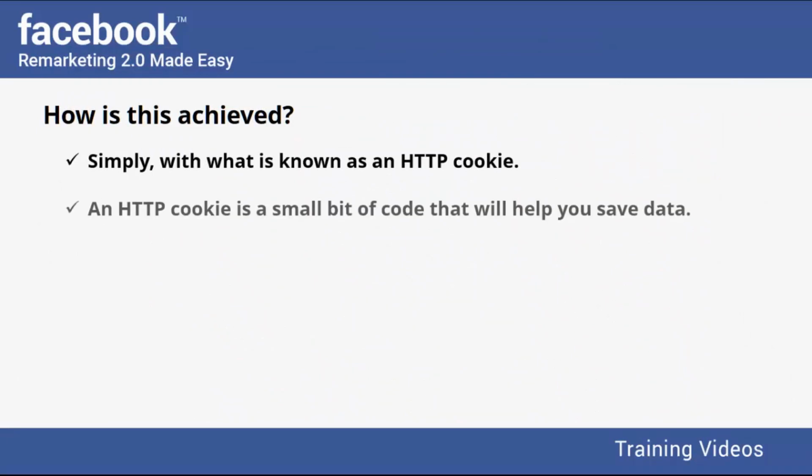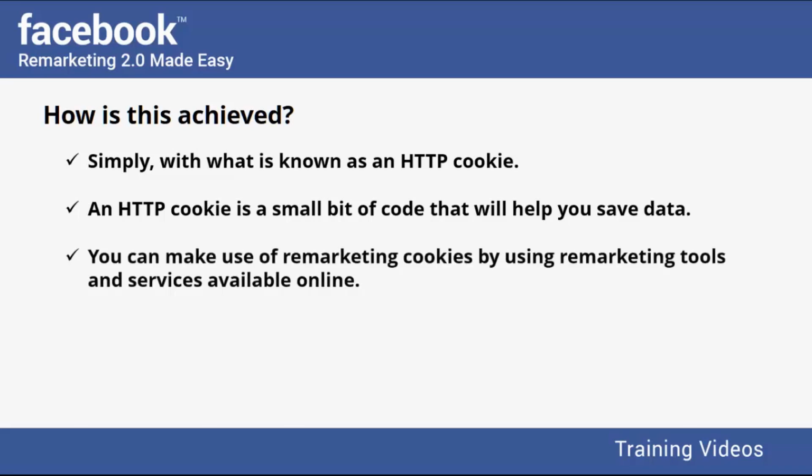How is this achieved? Simply with what is known as an HTTP cookie. An HTTP cookie is a small bit of code that will help you save data. For example, if you have an online store and people visit your website, those who visited your website have a browsing history cookie placed in their web browser. You can make use of remarketing cookies by using remarketing tools and services available online. And with the cookies information, you can know the browsers that visited your website and display ads more often to these people.